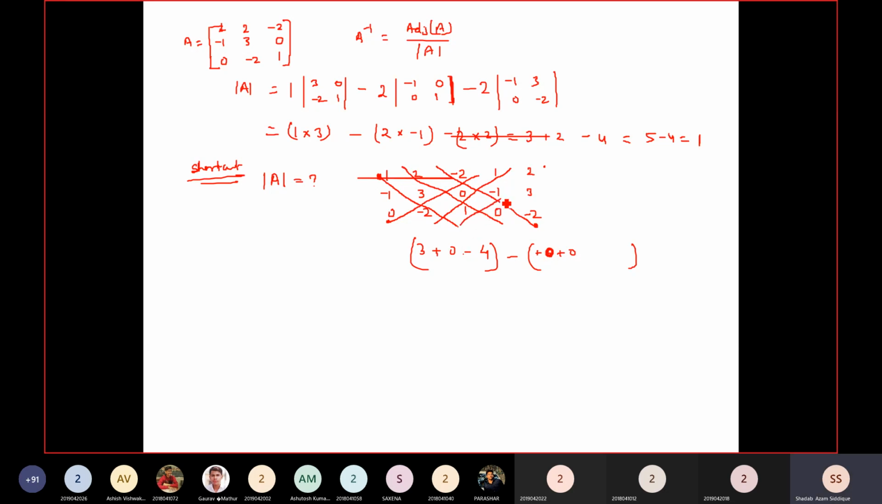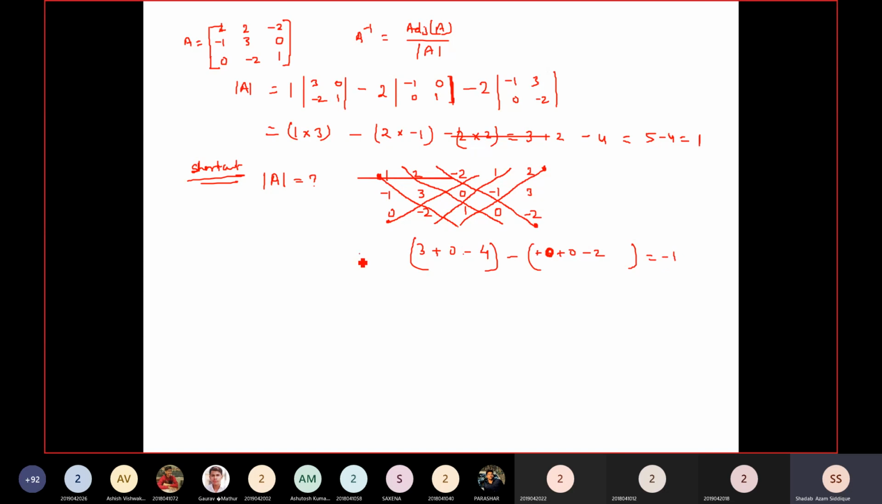Now 1 into -1 into 2. I have ended at this point. I'll not go for this one, I'll end at this point. I'll start from here and end here. So 1 into -1 into 2, what will happen? This will give you -2. What will happen if you add? This will give you -1.